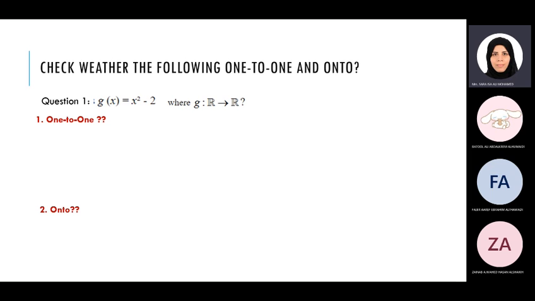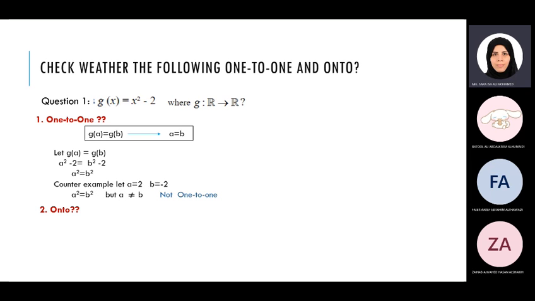Let's check how to check if it is not 1 to 1 or 1 to 1. We have to put the general definition: if GA is equal to GB, that means A is equal to B. So I will say let GA is equal to GB and try to show that A is equal to B.